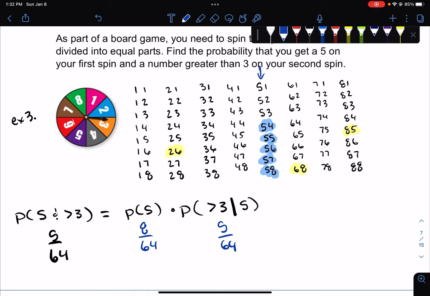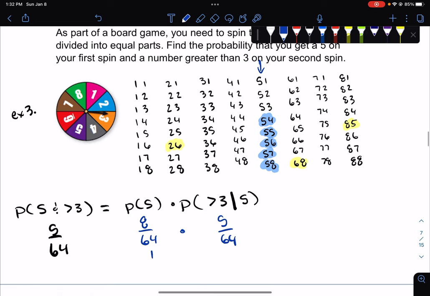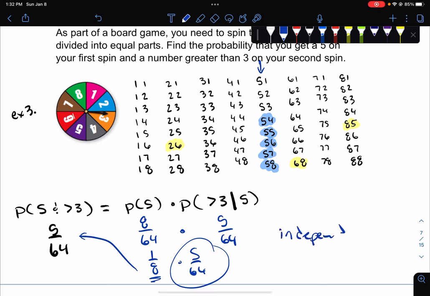So if this was dependent, when I multiplied this together, this becomes 1/8 times 5 over 64. That's supposed to somehow equal 5 over 64, which there's no way, because I've already got 5 over 64 and I'm multiplying it by another number. So that means this is not a dependent event. This is an independent event.